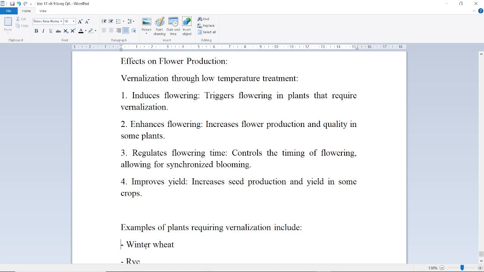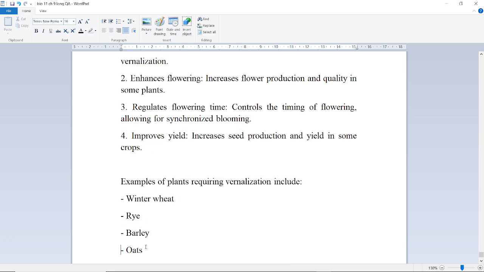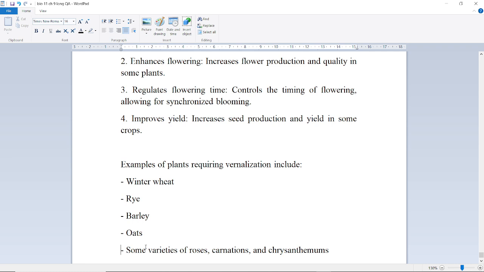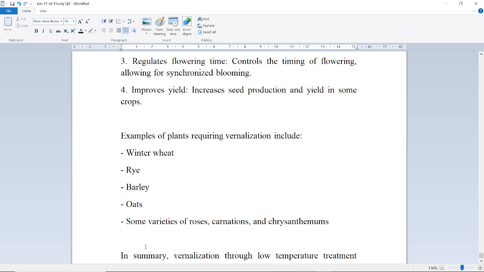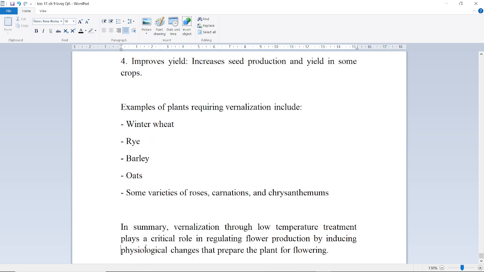Examples of plants requiring vernalization include winter wheat, rye, barley, oats, and some varieties of roses, carnations, and chrysanthemums. In summary, vernalization through low temperature treatment plays a critical role in regulating flower production.